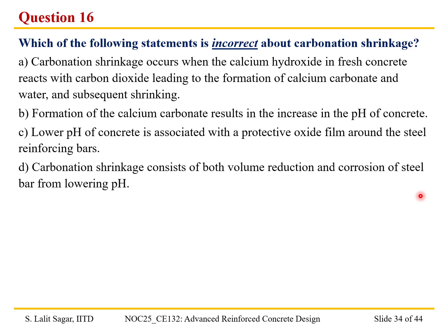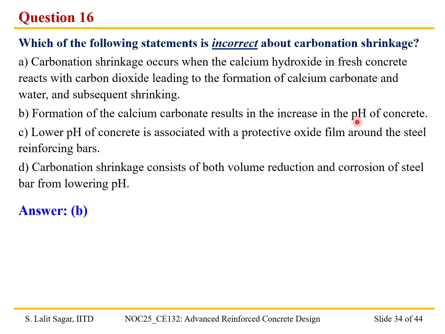Okay, so let us look at the answer now. Out of these statements, option B is incorrect. Carbonation shrinkage is a phenomenon which occurs when the calcium hydroxide present in concrete reacts with the carbon dioxide, leading to the formation of calcium carbonate and water, which leads to the shrinkage in concrete. So this statement is correct. And the formation of calcium carbonate reduces the pH of concrete.